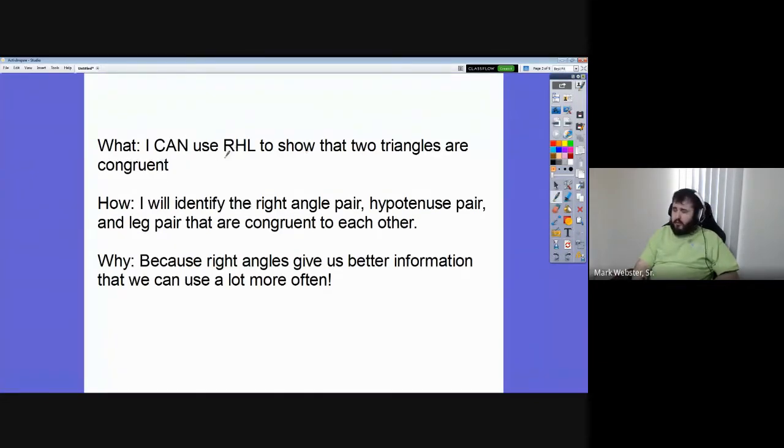We're going to use right angle hypotenuse leg to show that two triangles are congruent. How are we going to do this? We will identify a right angle pair, a hypotenuse pair, and a leg pair. And each of those pairs are going to be congruent.